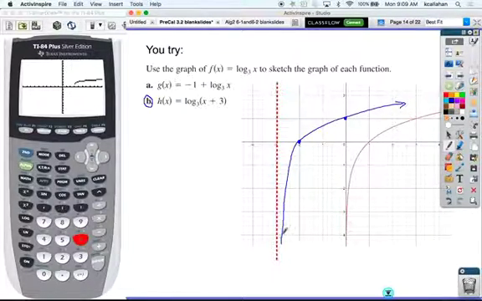Something like that. What is the domain? X is greater than -3. Right, the domain is -3 to infinity. What is the range? All real numbers. Logarithms always have a range of all real numbers.